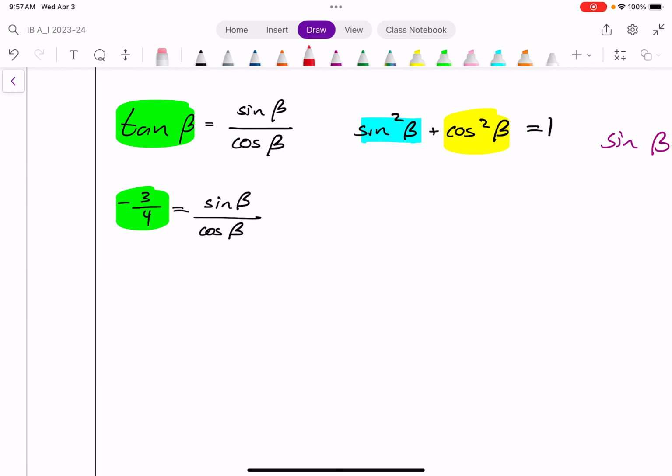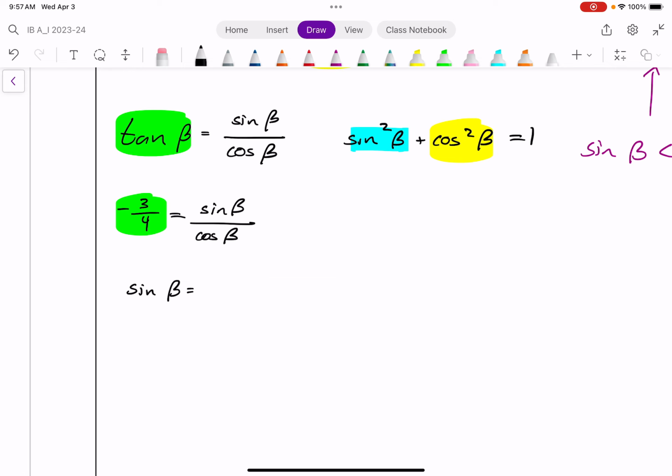If I want to isolate sine, I could multiply both sides by cos beta, for example. And if I multiply both sides by cos beta, I get the sine of beta equals, I feel like I just did something wrong here. Actually, sorry, I did. While I can't isolate sine, I want to isolate cosine so that I can substitute cosine with this.